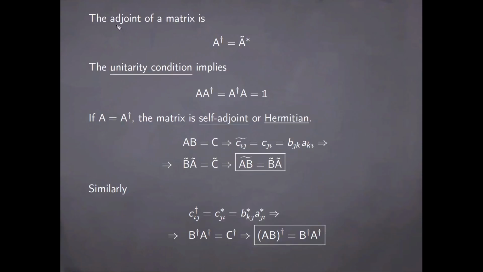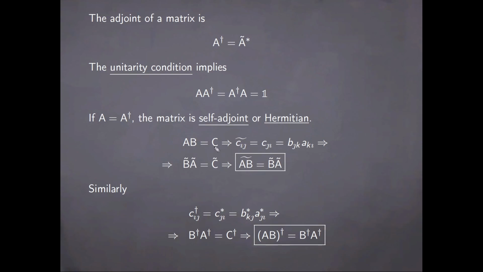More generally, the adjoint of a matrix is defined as the complex conjugate of the transpose of that matrix, and a generalization of the orthogonality condition is called the unitarity condition, which says that the product of A with its adjoint is commutative and reduces to the identity matrix. If the matrix A is equal to its adjoint, we say that the matrix is self-adjoint or Hermitian.